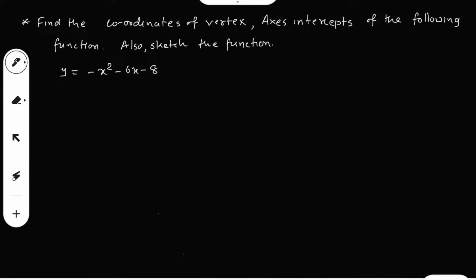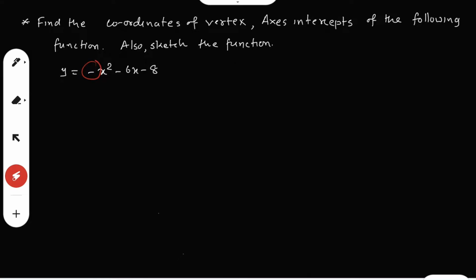So here is a question. We need to find the coordinates of the vertex, x-intercepts, that means x-intercept and y-intercept. And also we have to sketch the function. Now when it comes to the intercepts, I'll just give you a trick for y-intercept and x-intercept. So let us start. Now you can see that this is given in the general form.